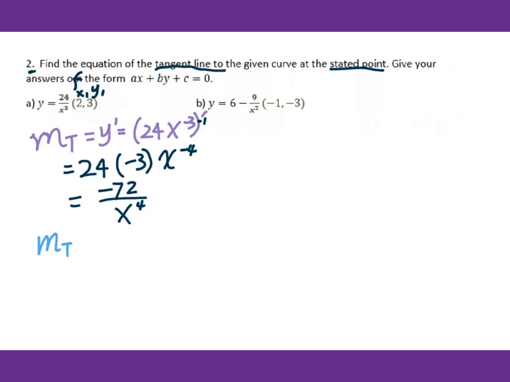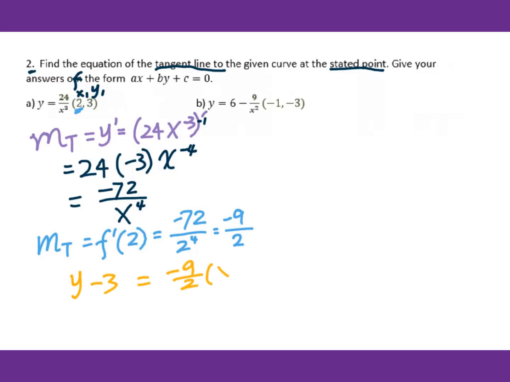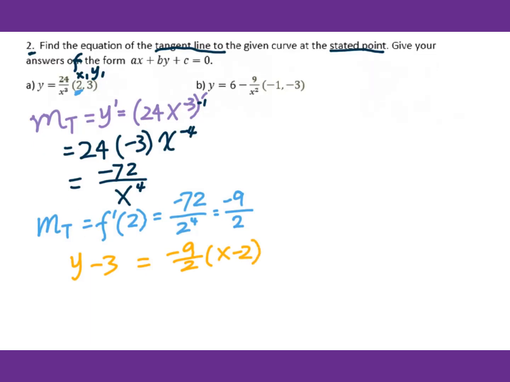Then we plug in. That's the f prime of 2. This is 2. So you get negative 72 over 2 to the fourth power. You can put into calculator. You will get negative 9 over 2. So we can write down the equation now. Y minus 3 equals negative 9 over 2 times x minus 2. So we are looking for this form.